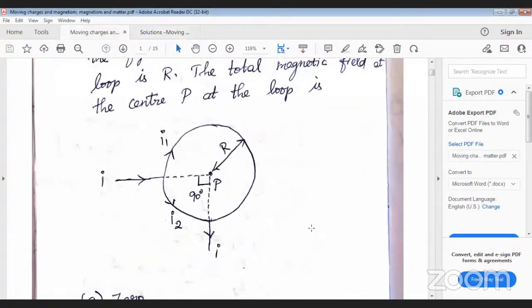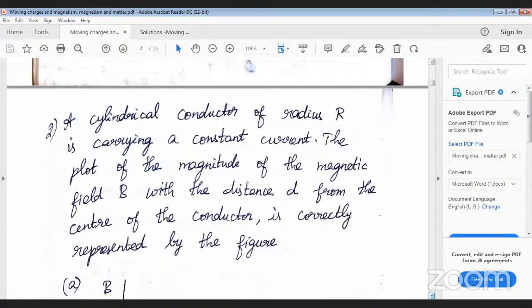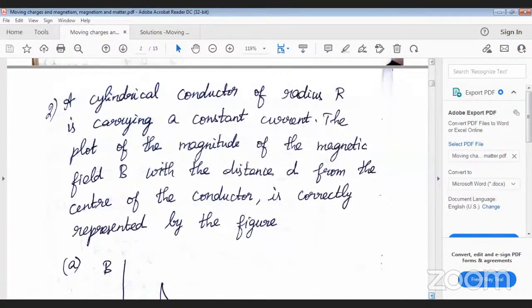Then the second question. Here, a cylindrical conductor of radius capital R is carrying a constant current. The plot of the magnitude of the magnetic field B with distance d from the center of the conductor is correctly represented by the figure. So what they are asking us is to find out the dependence of the magnetic field B with distance d from the center of the conductor.